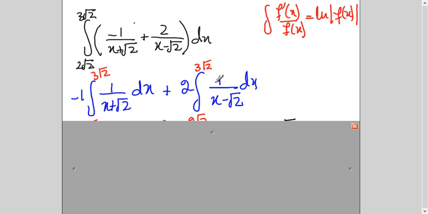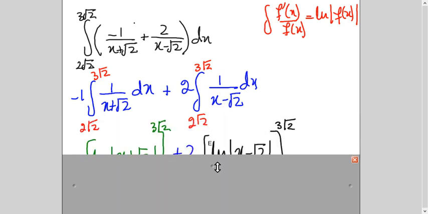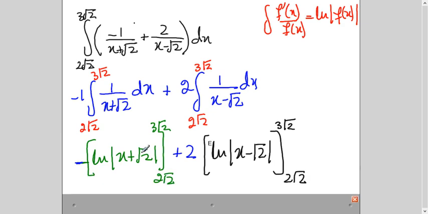Similarly, this 2 as a multiplier going outside. So now if I differentiate denominator, I have 1, which is here. If I differentiate this side, I have 1, which is here. So straight away, this will be ln x plus root 2. This one will be ln x minus root 2. So you can see here in green and in black, I have shown here. This plus 2 outside and this minus 1 is there as it is.